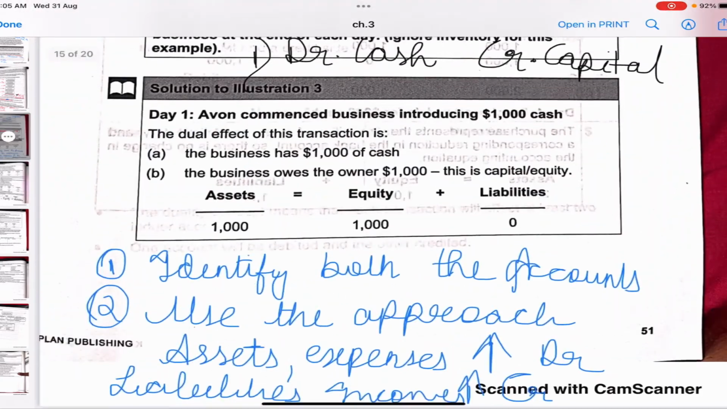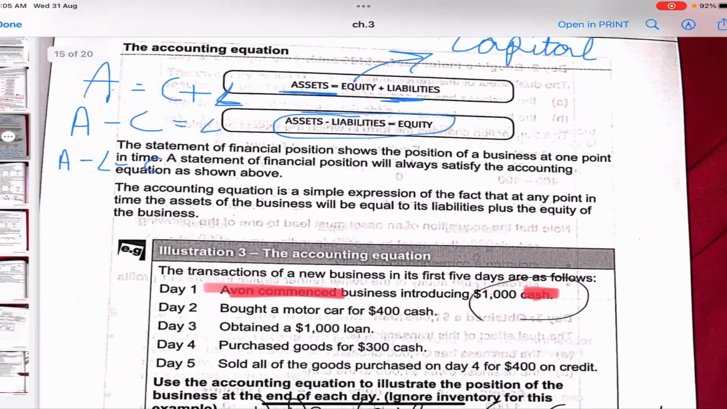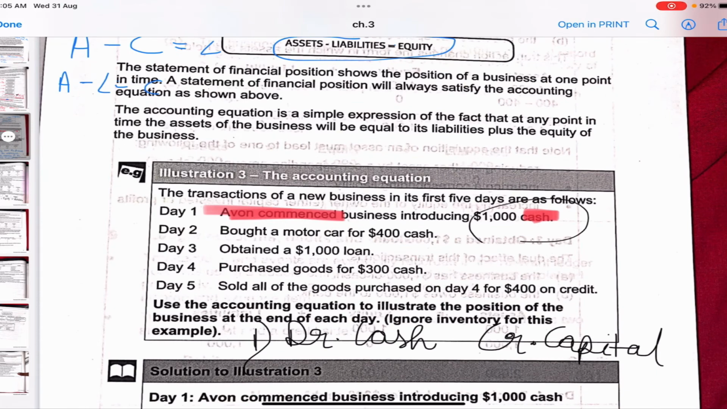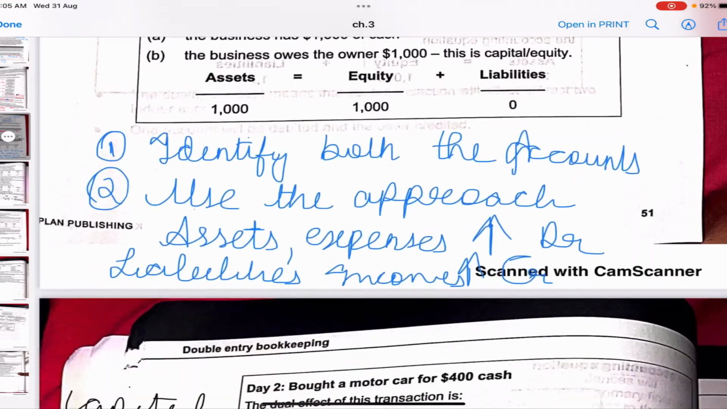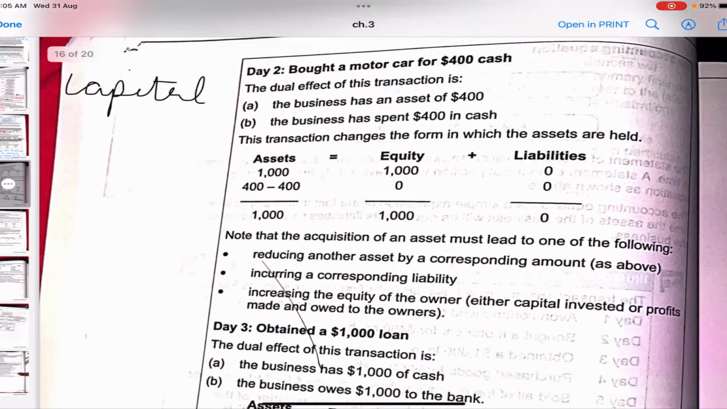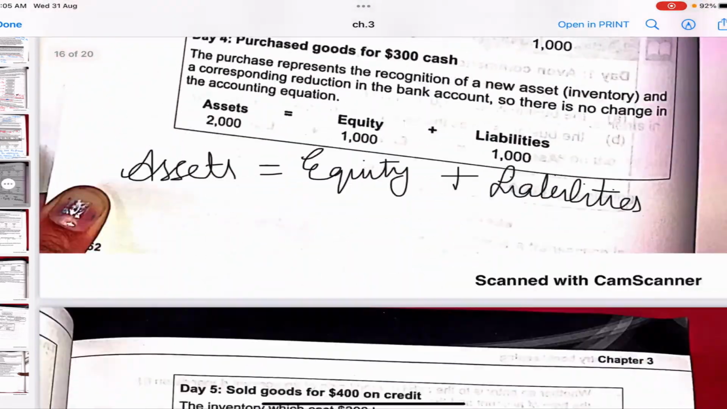Day 2 is: bought a motor car for $400 cash. So motor car is the first account and cash is the second account. The first step was what? Finding out what accounts are involved. So the motor car, which is an asset, and the $400 cash. So cash and assets are the accounts which we need to take into consideration, right?